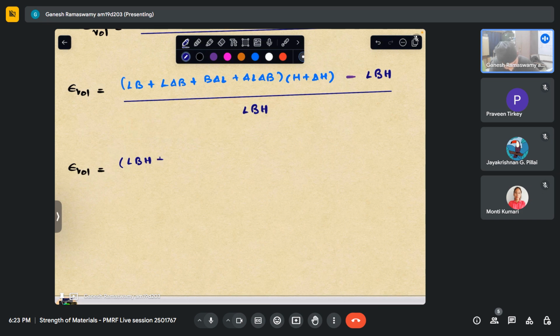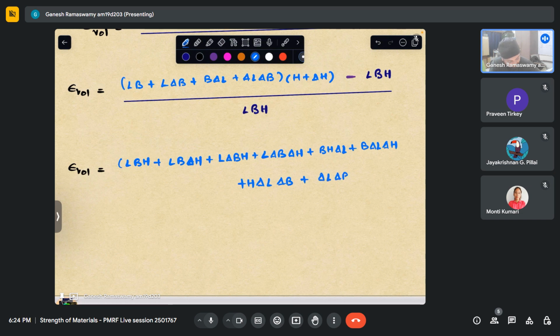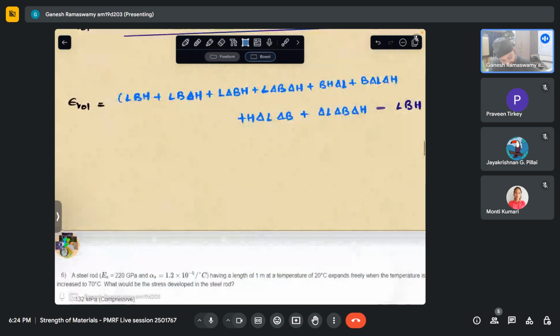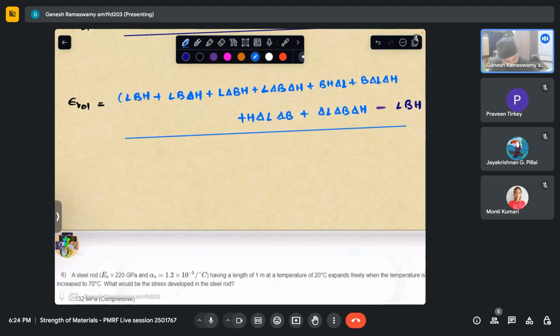So if I multiply this out, it comes to LBH plus LB delta H. So I'm multiplying each term by applying the distribution: L delta B H plus L delta B delta H plus B delta L H, or I should write B H delta L plus B delta L delta H plus delta L delta B H, and the final quantity is delta L delta B delta H, minus our same LBH, the entire thing divided by LBH.